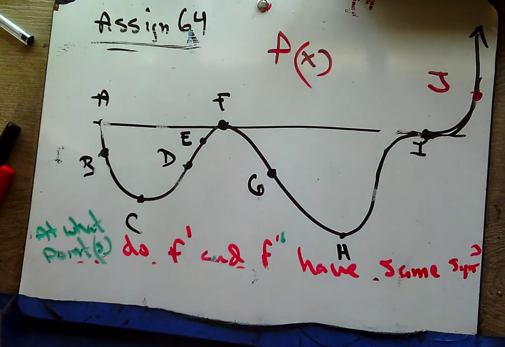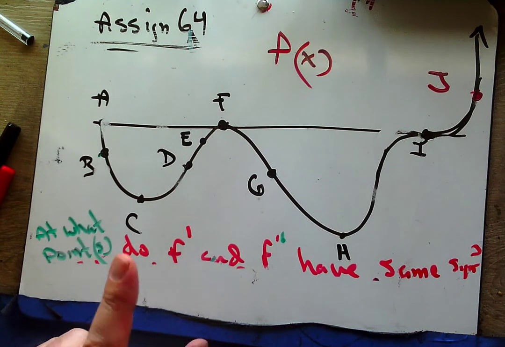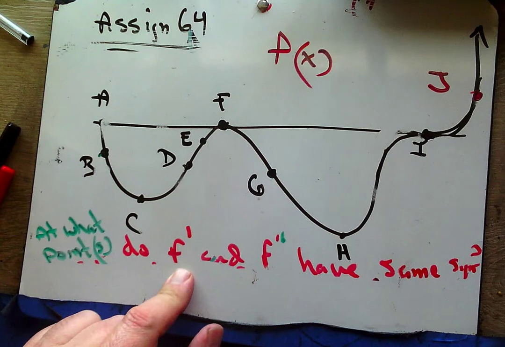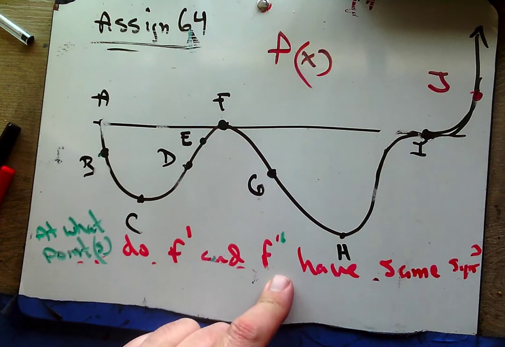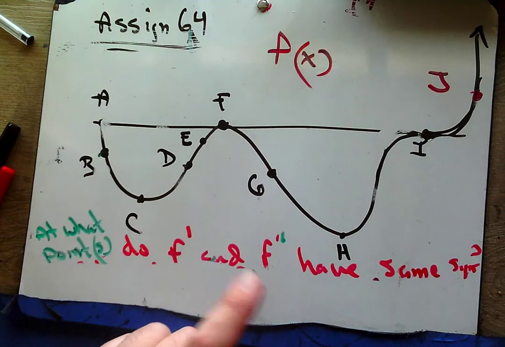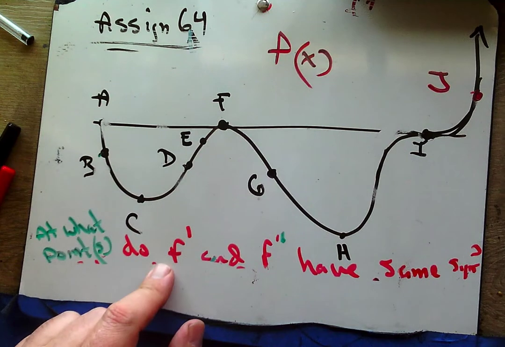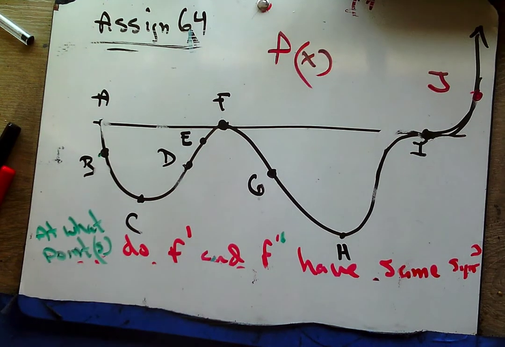Well, let's think about that. I'm looking for f prime to be positive and f double prime to be positive. What does that mean is happening on f? Well, if f double prime is positive, that means that f is concave up. And if f prime is positive, that means that f is increasing. So can we identify any places where f is increasing and concave up?